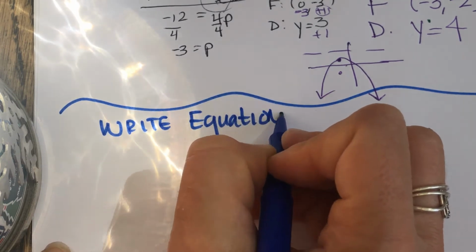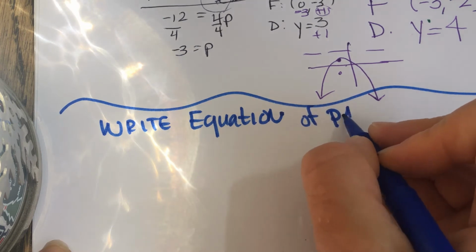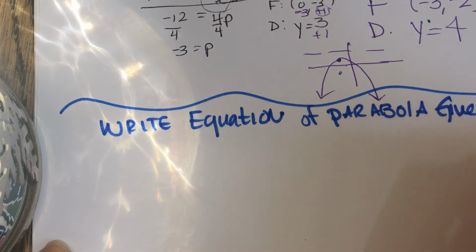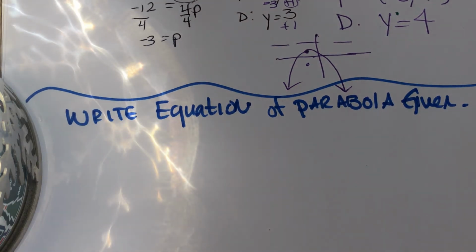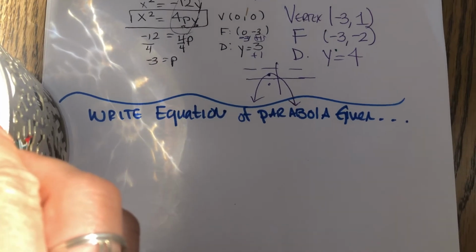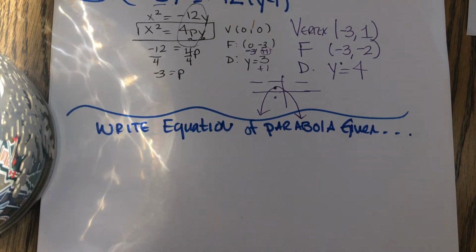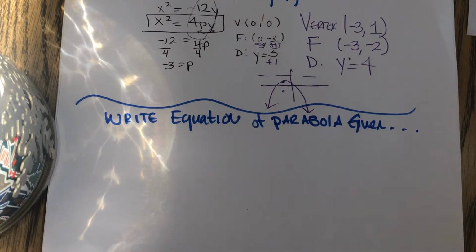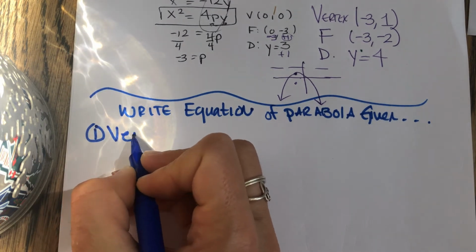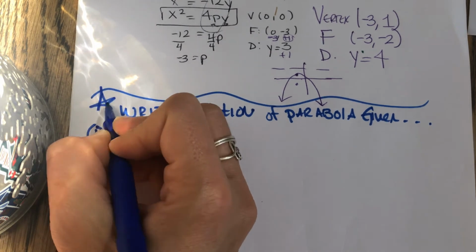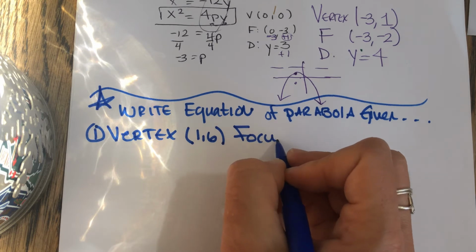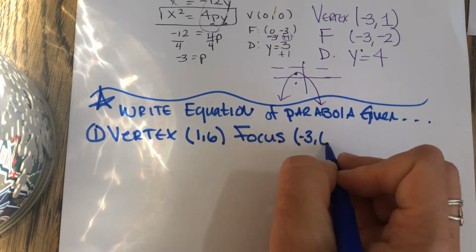We're doing 4 because there's 2 different scenarios and I want to do 2 of each, so hence 4. All right, here we go. First one. You have a vertex. I'm going to star this. I do think these are your hardest. Is at 1, 6. Focus, negative 3, 6.